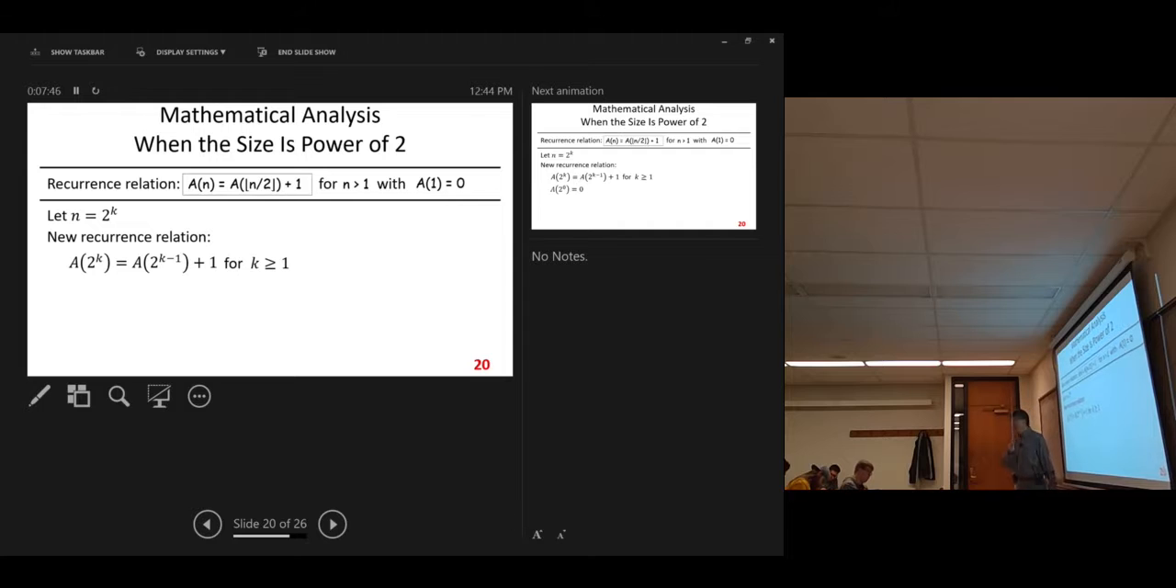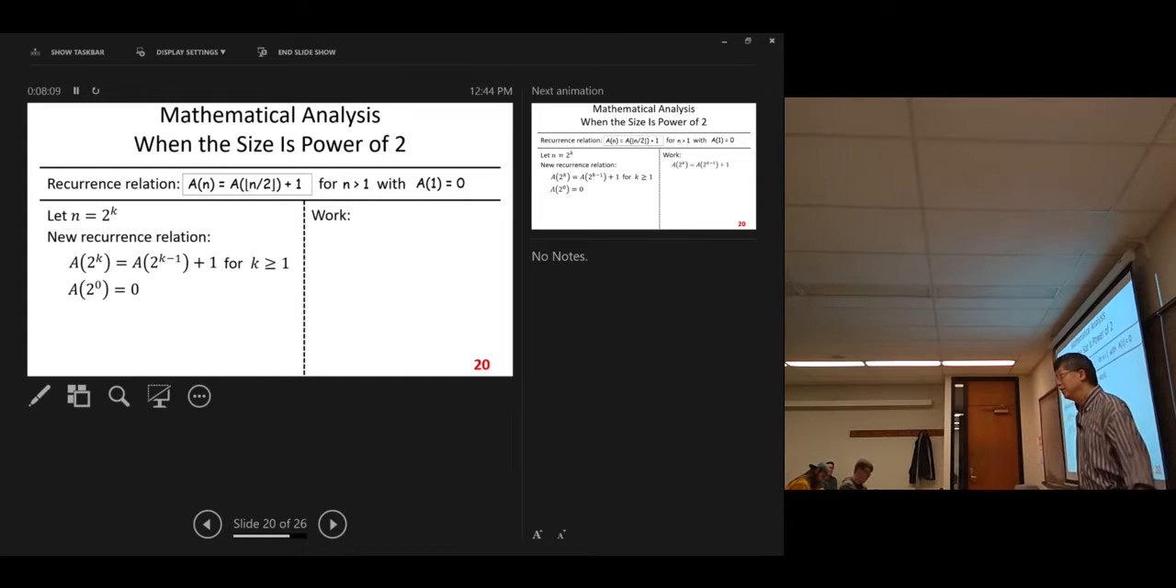So you can see no fraction involved. So that's the perfect situation we have. Okay? All right. So you can see this is our new recurrence relation. All right. So now we are ready to find a solution. So let's do the work here. So let's do the computation work.